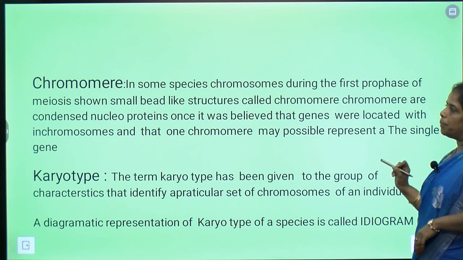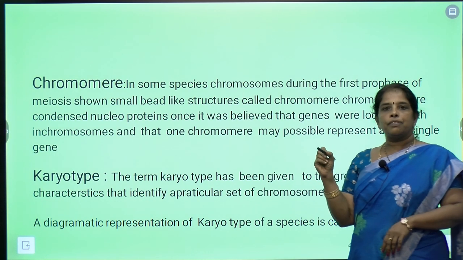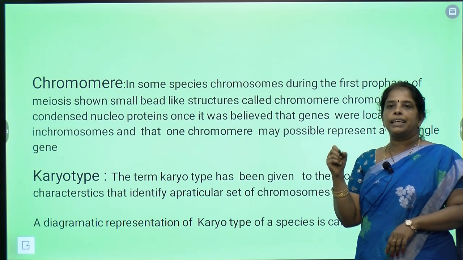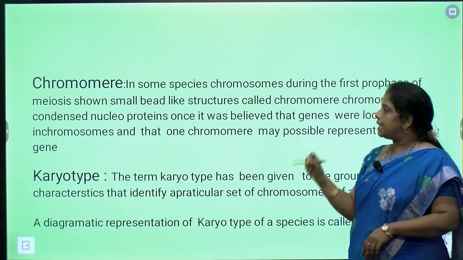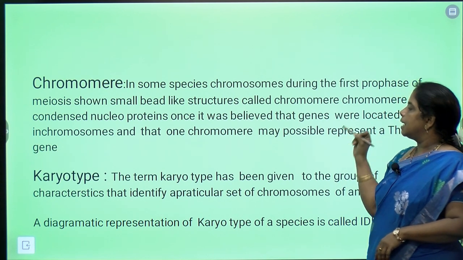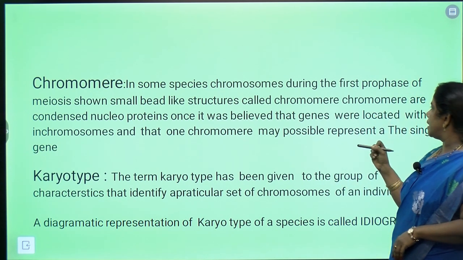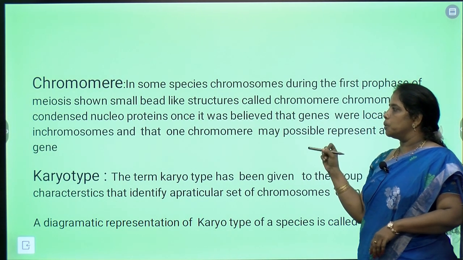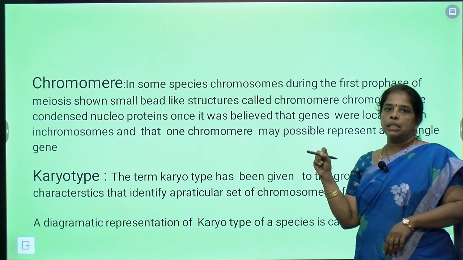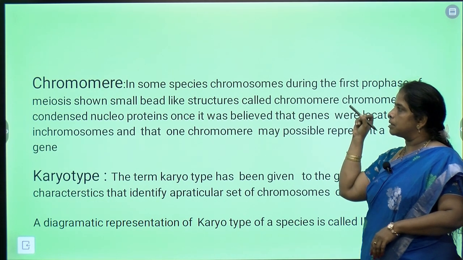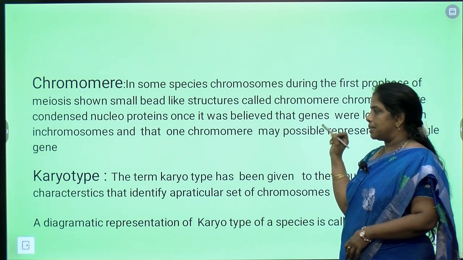Now, the chromomeres. The chromomeres are structures seen in the metaphase chromosome. In the mitotic division, small bead-like structures appear on the chromosome. These are named chromomeres, and they are nothing but nucleoproteins. It is believed that genes are located within the chromosomes, and that one chromomere may possibly represent a single gene. So, the chromomeres are completely made up of nucleoprotein substances.